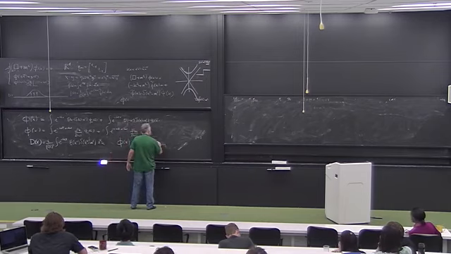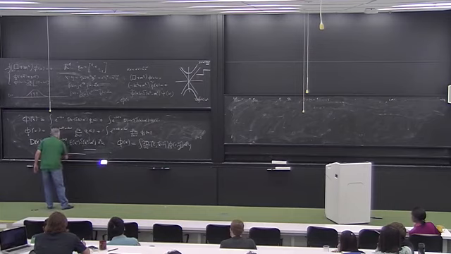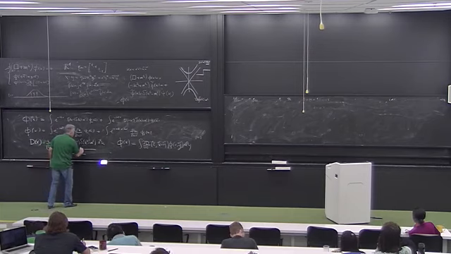Excuse me? What's epsilon of k0? Epsilon is the sign function. It is minus 1 if k0 is negative and plus 1 if k0 is positive.